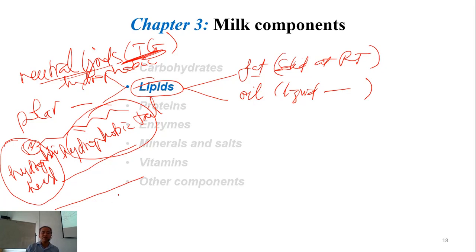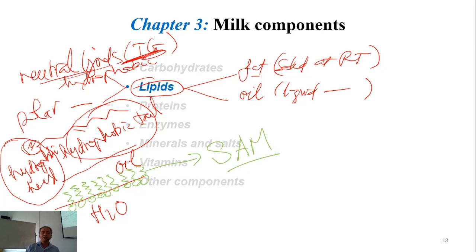For example, if you have an interface of water and oil, then they normally go like this. The head, the water-loving head, will direct to the water, and the tail dissolves in the oil. So they normally distribute themselves at the interface of two immiscible phases. One part is dissolved in one phase, another part is dissolved in the other phase.